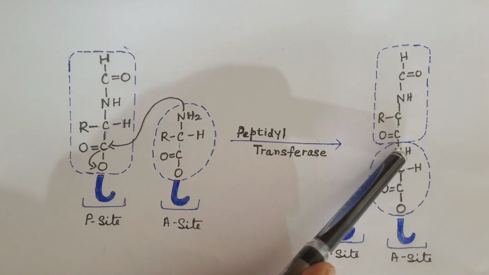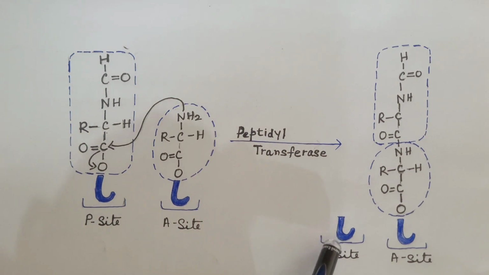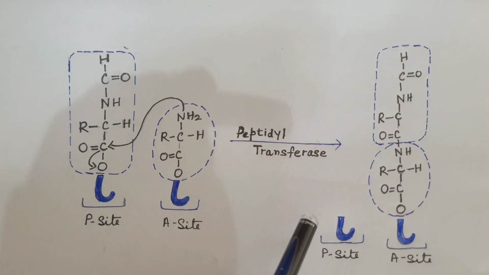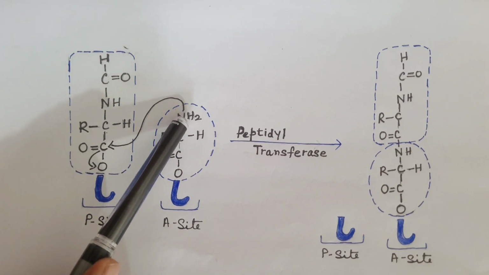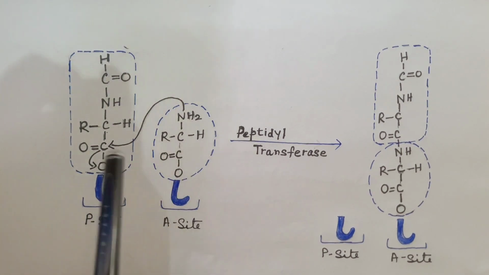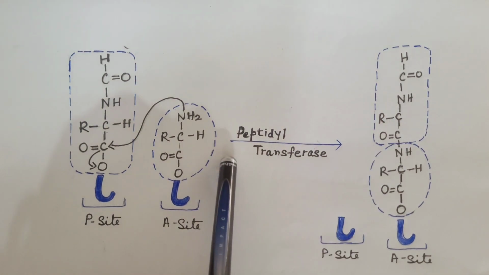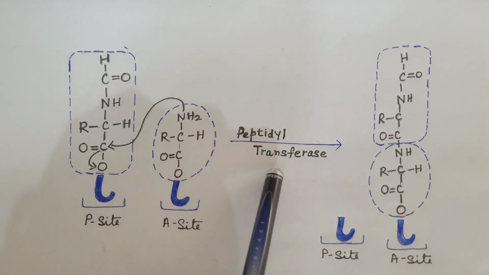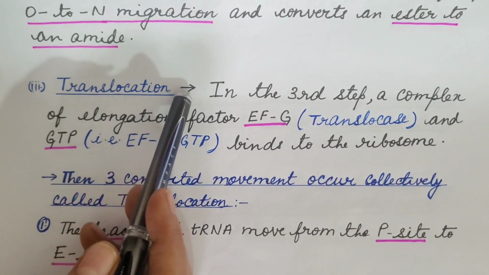This is the peptide bond, and it releases the deacylated transfer RNA, that is, deacylated transfer RNA is left at the P site. Peptide bond formation involves an acyl group O to N migration, and it converts ester bond into amide bond. And this reaction is catalyzed by peptidyl transferase enzyme. Now the third step, that is translocation.